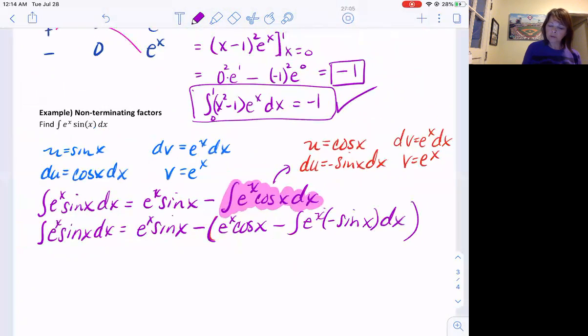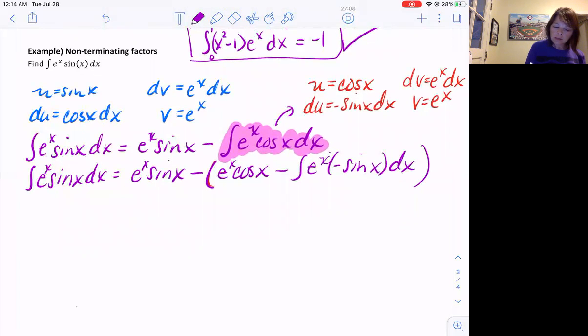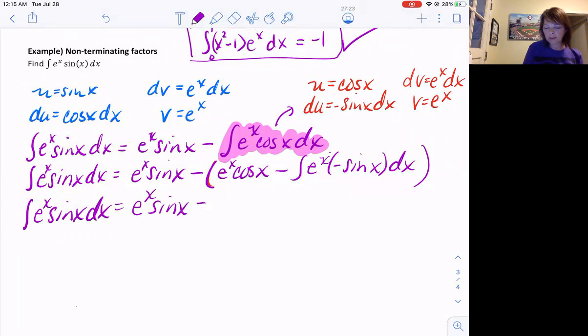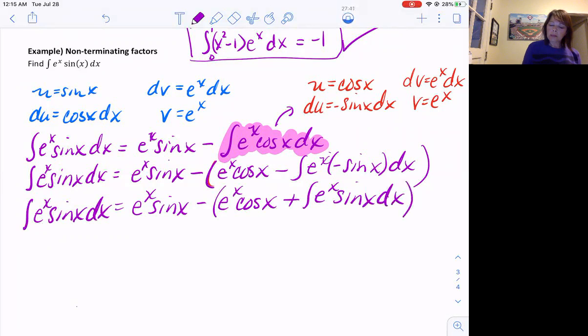Okay, now you've got a few minus signs working around here. So I've got the integral of e to the x, and at this point I recognize that I have e to the x sine x on both sides. One of the things I was always careful with was the idea of having negatives or subtraction signs. So we have e to the x cosine x, and then this becomes plus the integral of e to the x sine x dx. And then we have a minus sign out front.